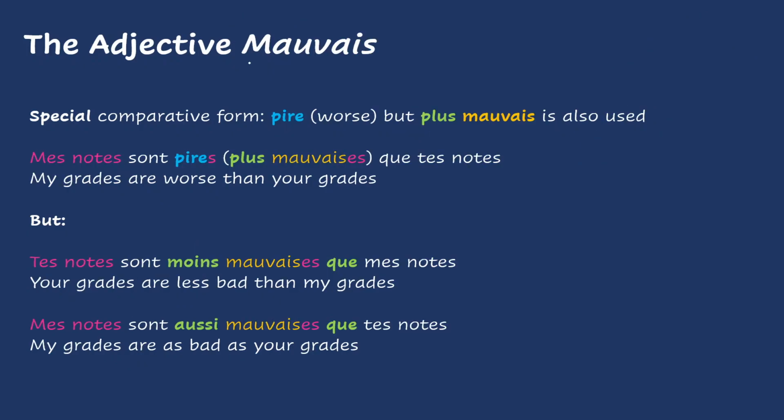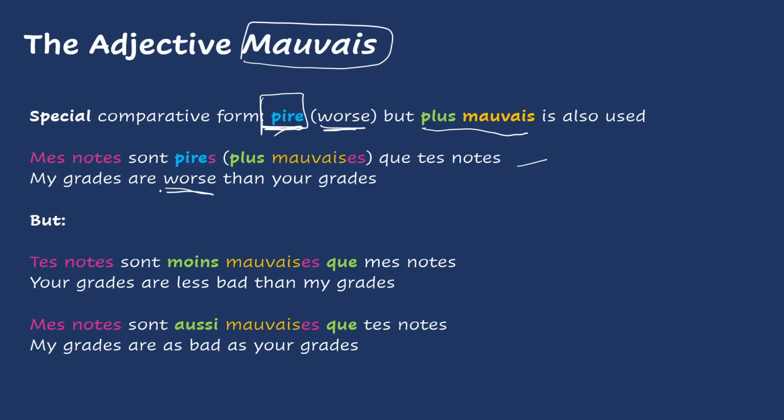We also have a different form for mauvais. In English it would be worse, because we don't say in English more bad, you say worse. So we also have a special form which is pire. However, you will find plus mauvais as well. So an example, mes notes sont pires que tes notes. My grades are worse than your grades.